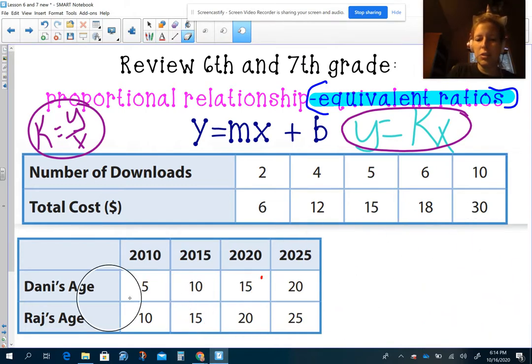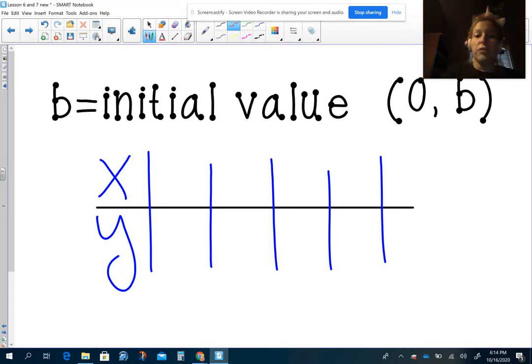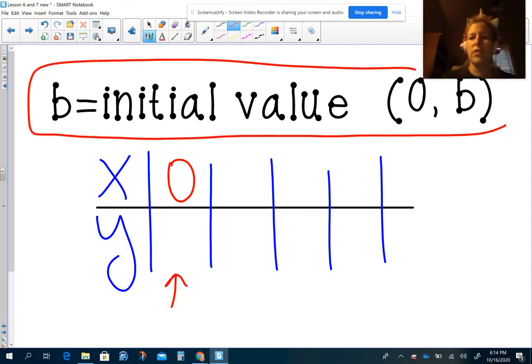So let's do a little practicing with initial value. If x is 0, then this number right here is my initial value. If y'all want to pause my video and write down this little trick, that'll help you. We'll go over a few examples on how to find our initial value throughout the next couple of days. So what's my initial value? 2. Exactly. I'll do one more.